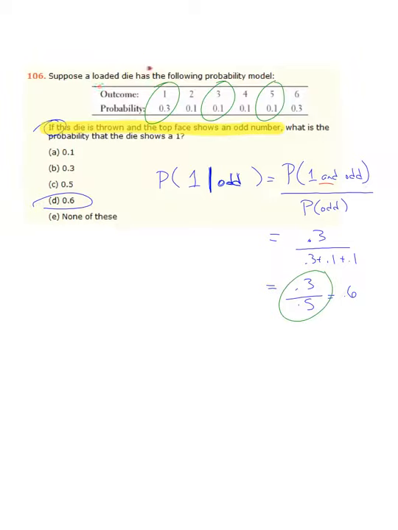Loaded die. The loaded die idea is that one or more of the faces of the numbers 1 to 6 are not going to have the same probability as the other faces. That's what we mean by a loaded die. So if this die is thrown and the top face shows an odd number, what is the probability that the die shows a 1? Again, you have to realize that that's a conditional statement. If the die shows odd, what's the chance it's a 1? Break that down into the probability of 1 and odd over odd. So 1 and odd is 0.3, and then odd is these 3 added up, so you have 0.5 in the denominator, simplifying to 0.6.